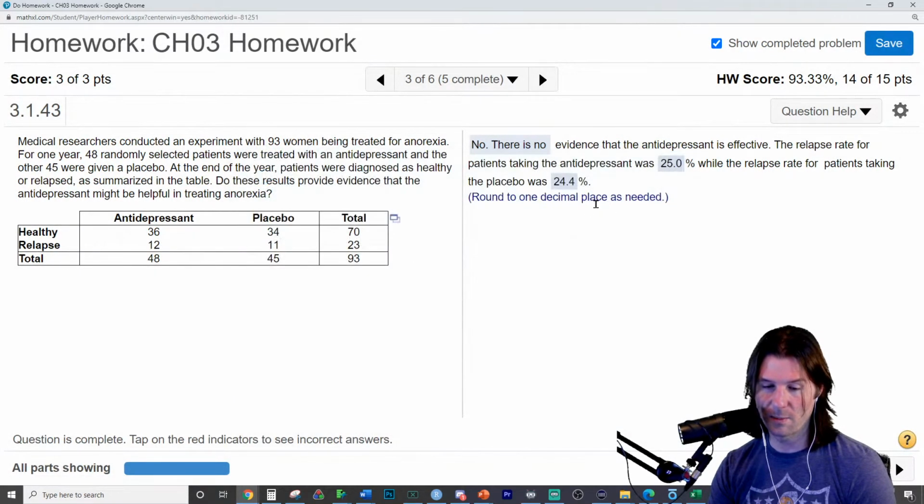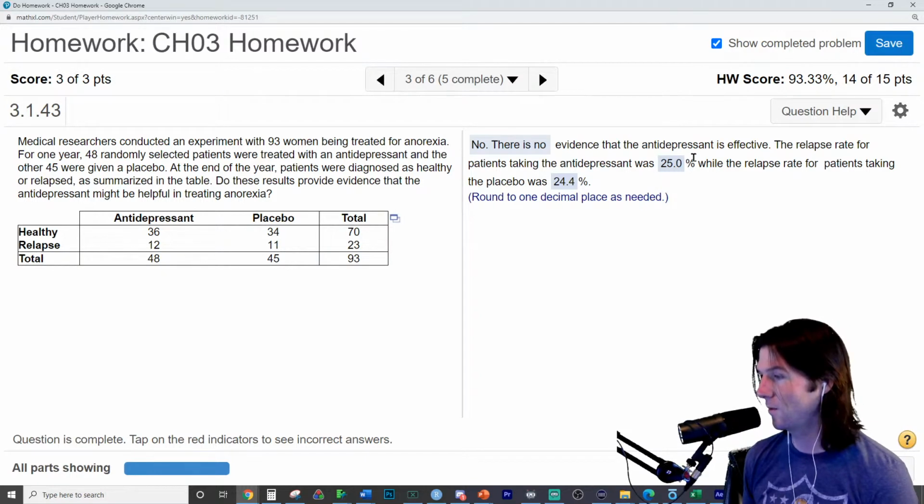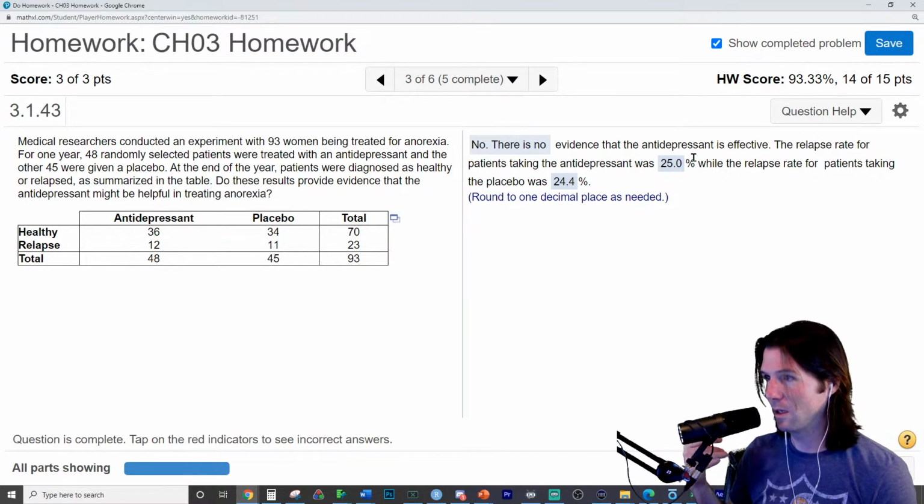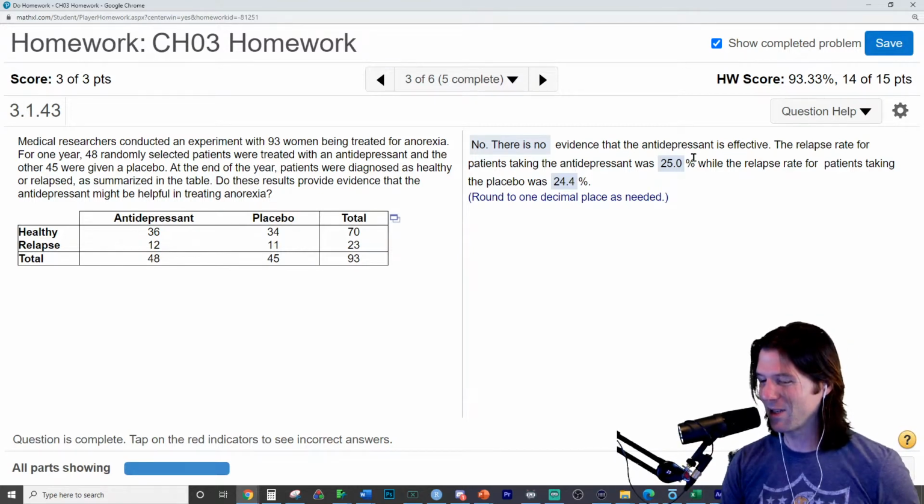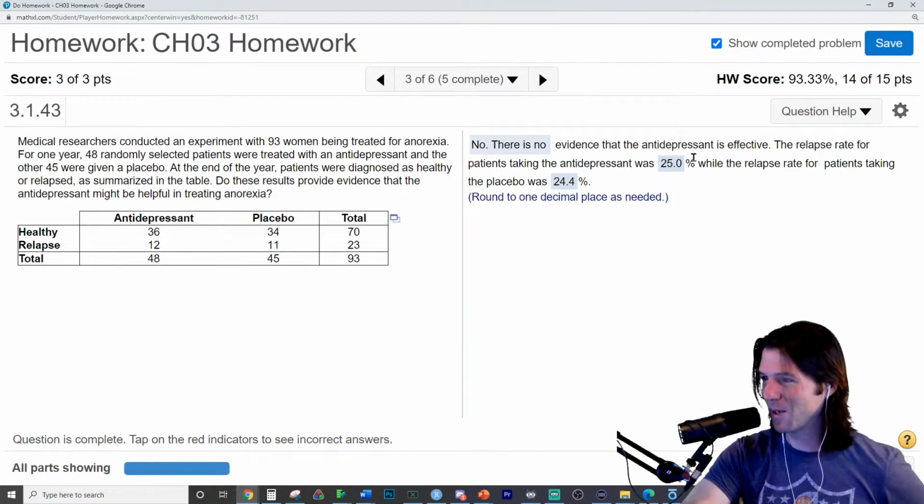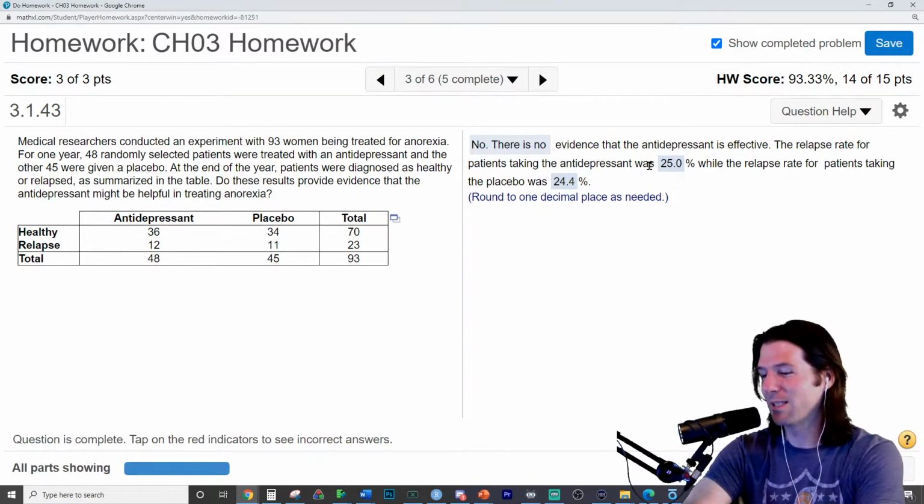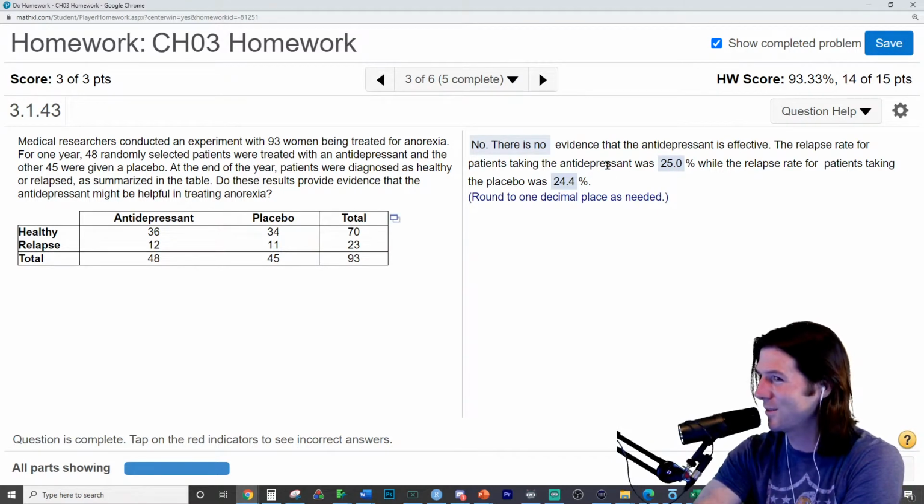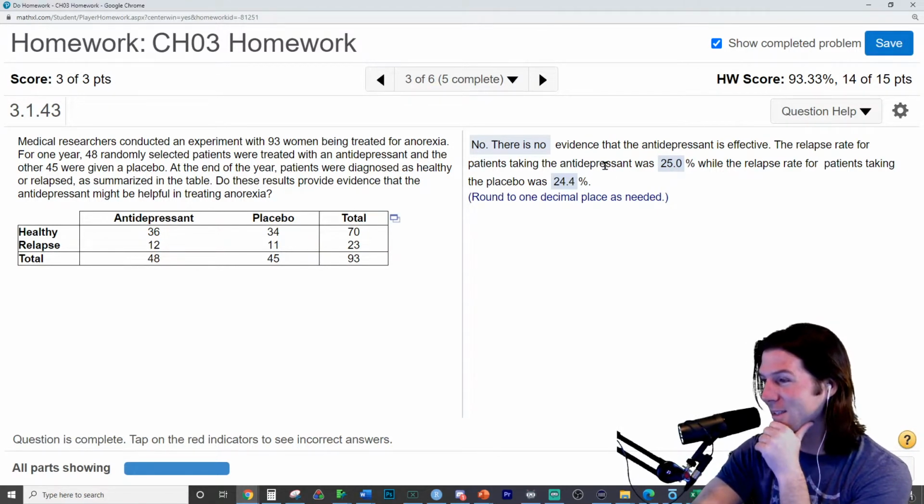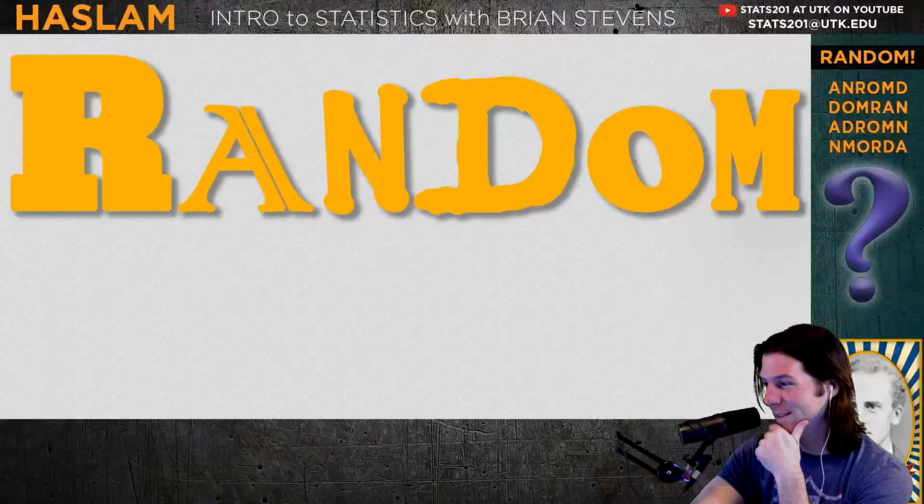Like in this one right here, there's not a big difference, and that's less than 1% of a difference. So that's very similar. If someone takes the antidepressant, they have a 25% chance of relapse. And if they take the placebo, they have a 24.4% chance of relapse. Andrew, if you're watching, what might these differences be due to? Or does anyone else know? Kayla, do you know? Or does anyone in 201 know what these differences in this graphic might be due to? They might be due to random chance.